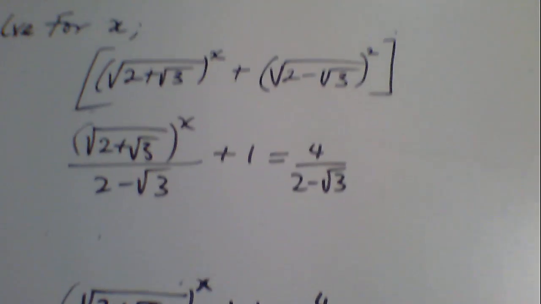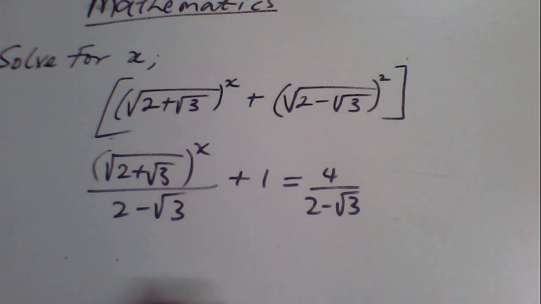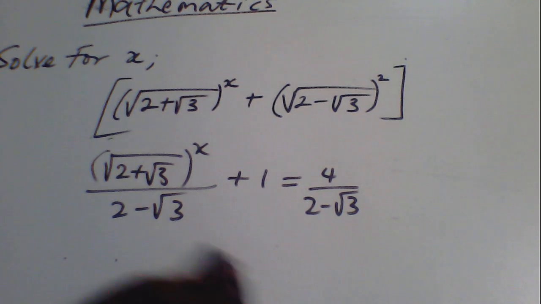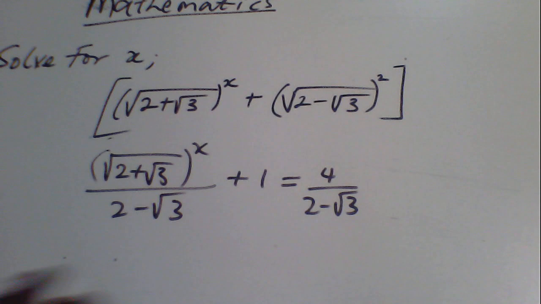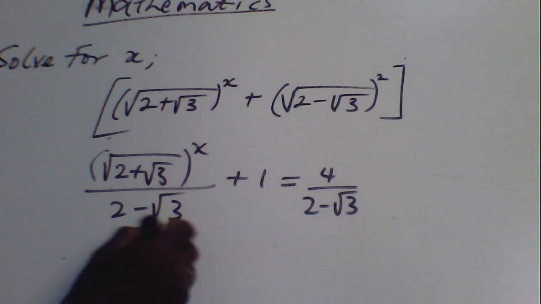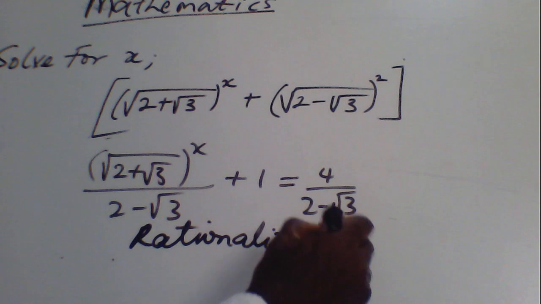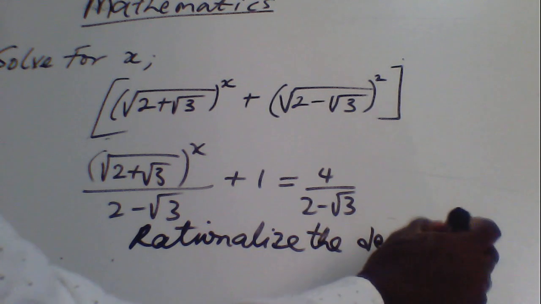So from here we can continue from where we stopped. The next thing is to rationalize the denominator, since we have already simplified it. So how do we go about rationalizing the denominator? So from here we have to rationalize the denominators.